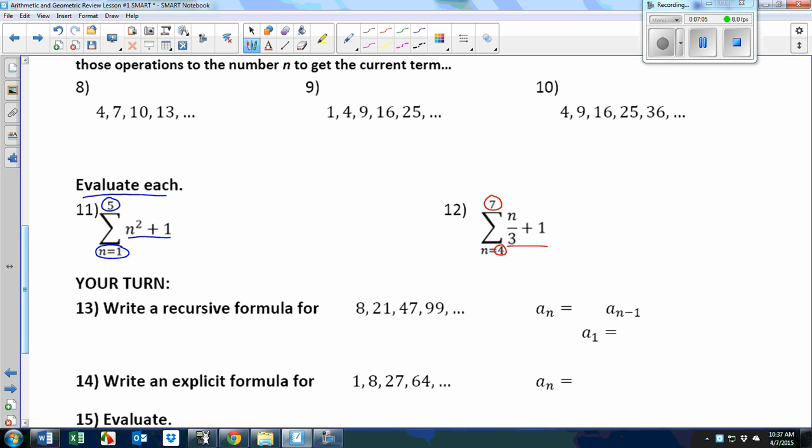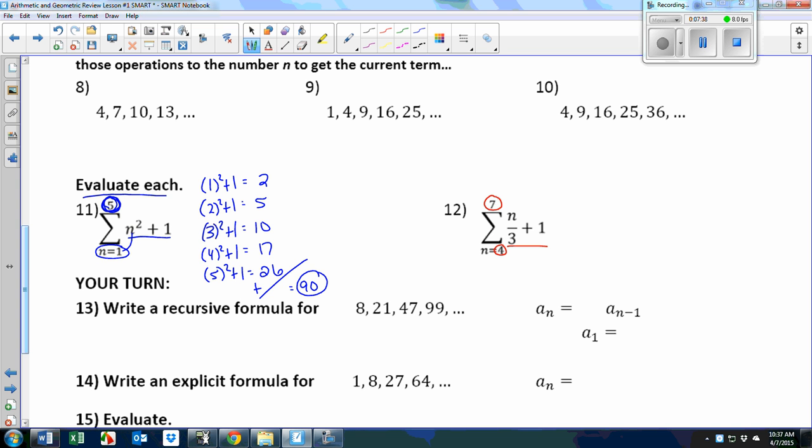Number 11, 1 squared plus 1, putting the 1 in for n. Then 2 squared plus 1, then 3 squared plus 1, and then 4 squared plus 1, and then stop at 5. So plug in 5 squared plus 1. Find all those numbers, which are 2, 5, 10, 17, and 26, and then add them all up. And we will get a sum of 90.